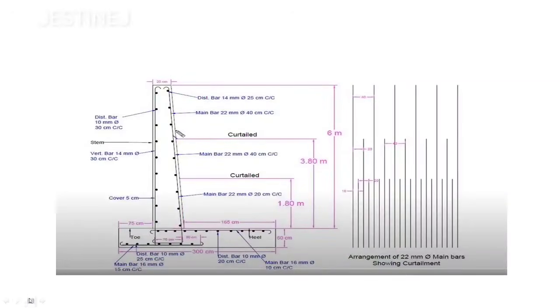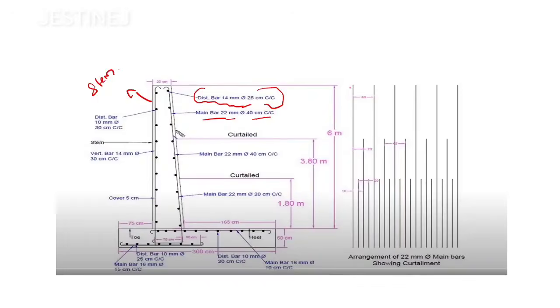First of all, you have to understand what bars are given, what we mean by curtailments, and then the stem and so on. As I already mentioned, this is the stem portion and the bottom portion is the base slab. There is a distribution bar of 14 mm dia at 25 cm center to center spacing. The main bar is 22 mm dia, and its center to center spacing is 40 cm.